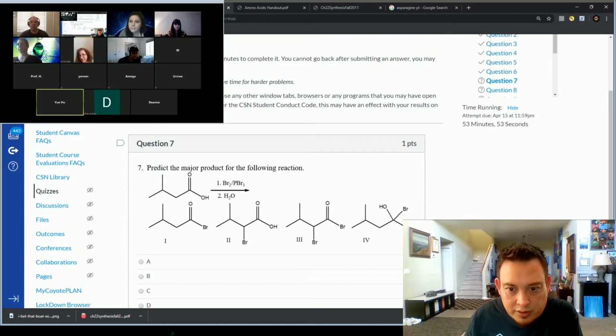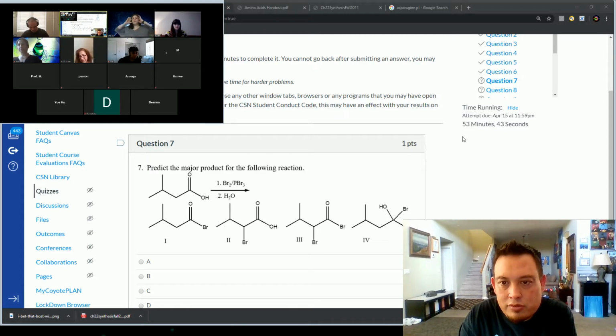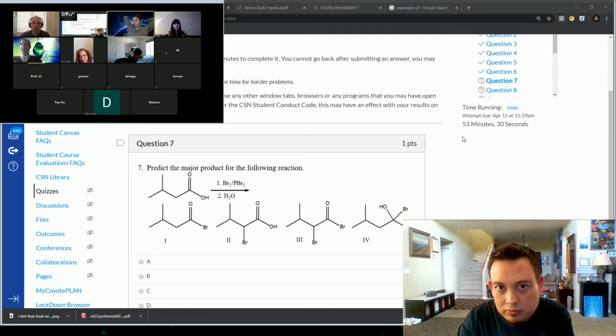All right, next one. We've got bromine, PBr3. What does that Br2 and PBr3 do again? Just add the bromine to the alpha carbon. Yeah, it'd be B. That's Reformatsky, right? It's HVZ, the Hell-Volhard-Zelinsky reaction.